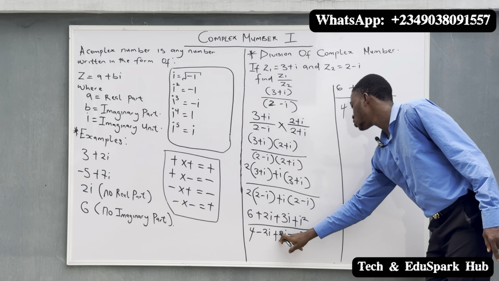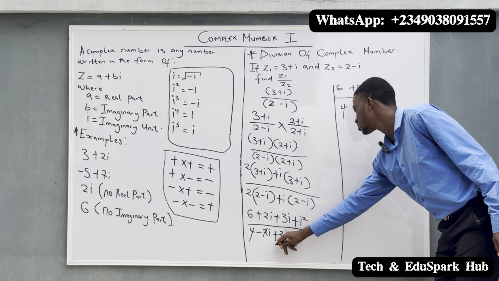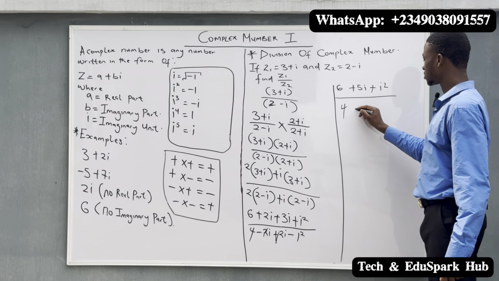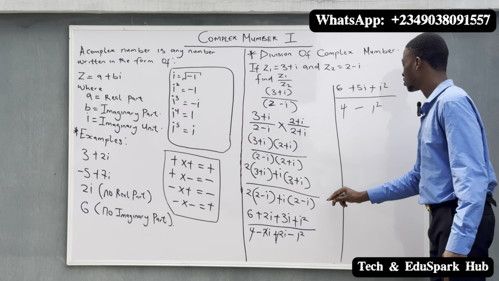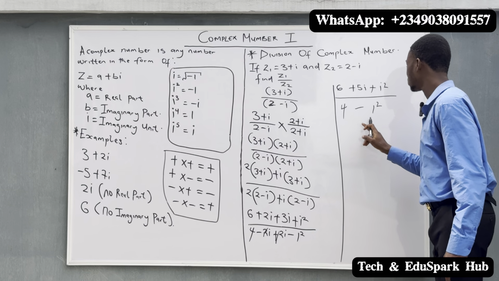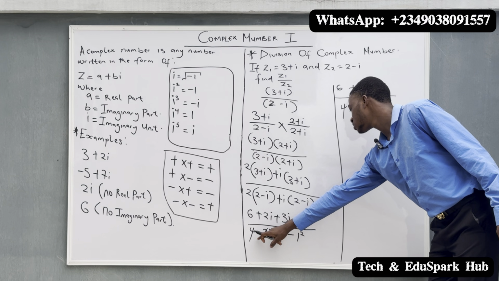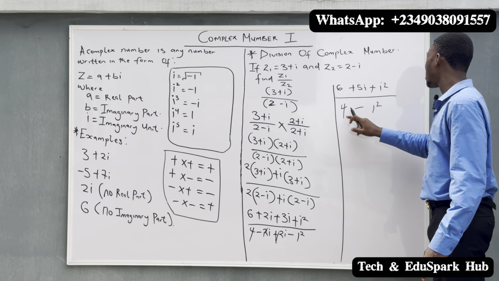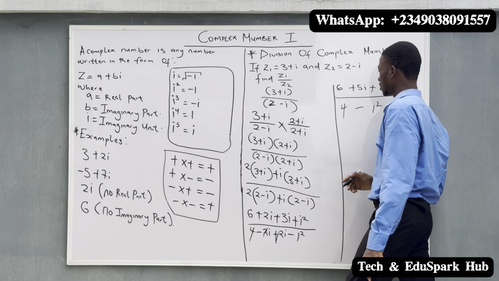So minus 2i plus 2i, so this can cancel this. So we have minus i square, because this is what we'll be having. This minus i square is what we'll be having, if 2 plus 2i cancel minus 2i. So we will have 4 minus i square.